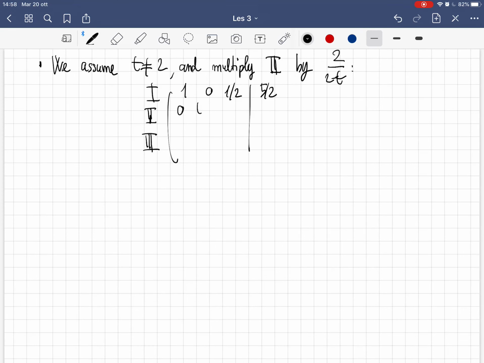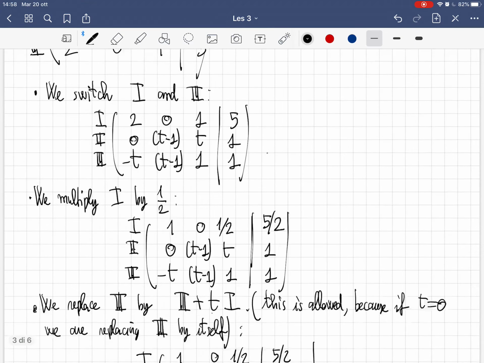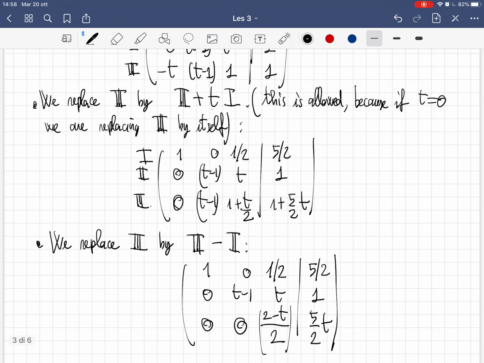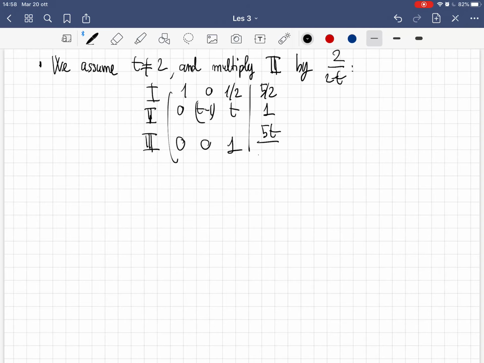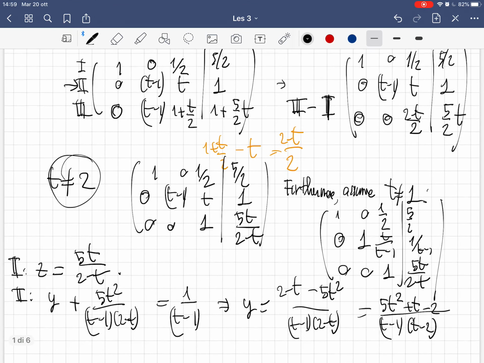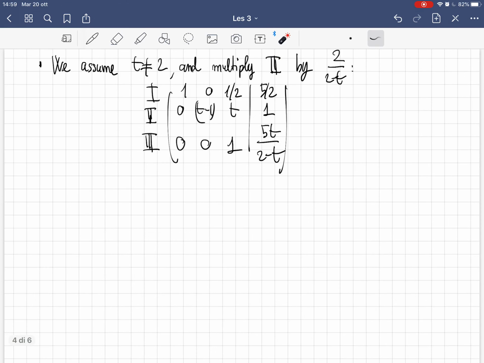Very good. 0, t minus 1, t, 1, and here you have 0, 0, 1 and 5t. Very good. Let's just check that it's the same thing we found before. It seems so. So 0 0 1 and this 5t over 2 minus t, which sounds good. So okay, very good.